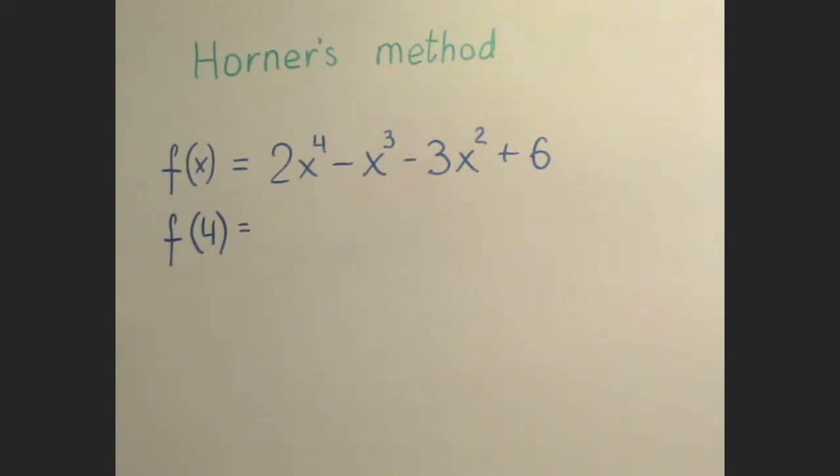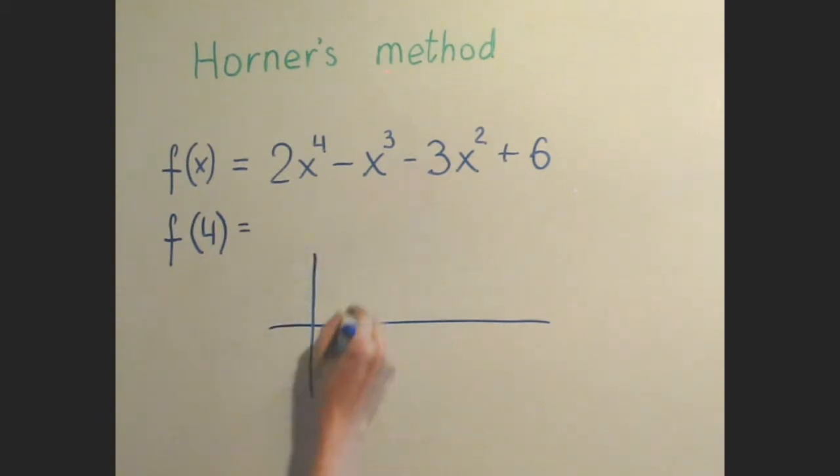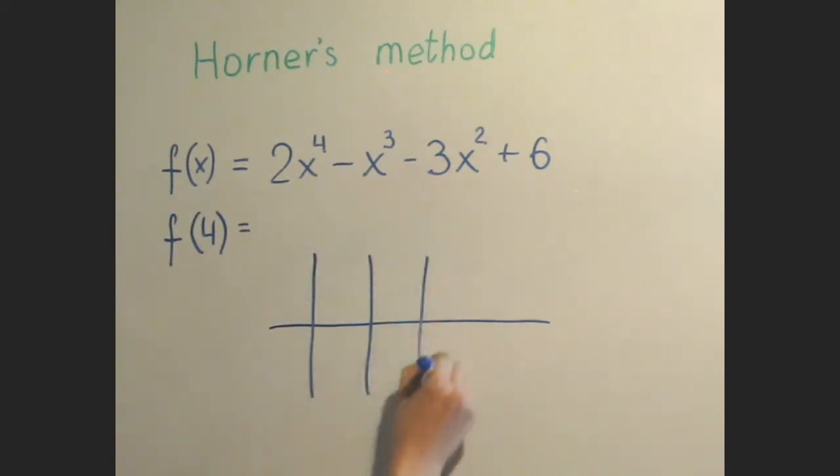To use Horner's method, we need to build the grid. This grid consists of 2 rows. And as for the number of columns, we take the degree of the polynomial, which is its highest exponent, in this case 4, and simply add 1 to it. In this case, we get 5, so we have 5 columns. Like so.